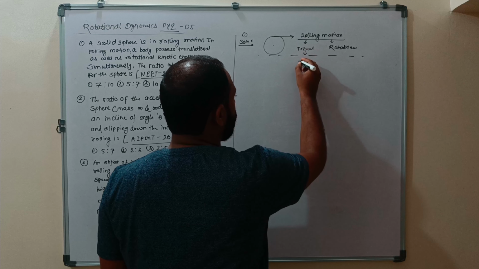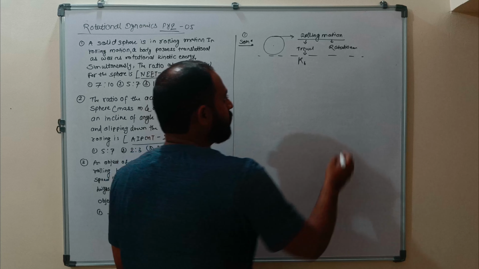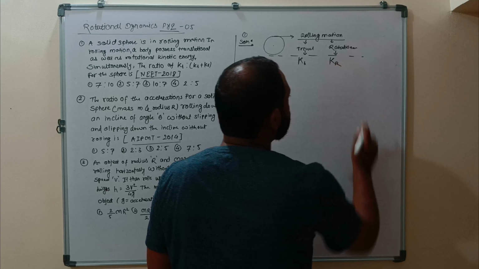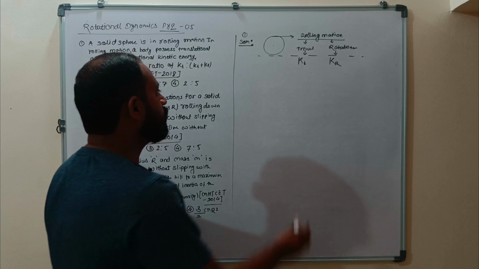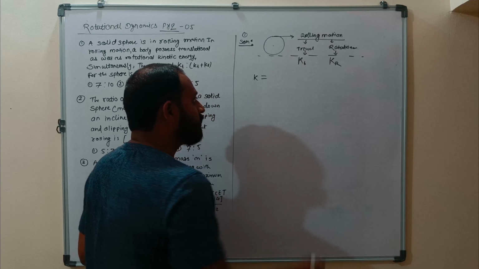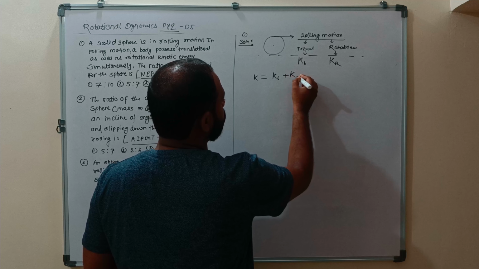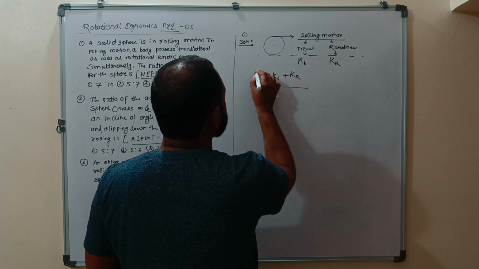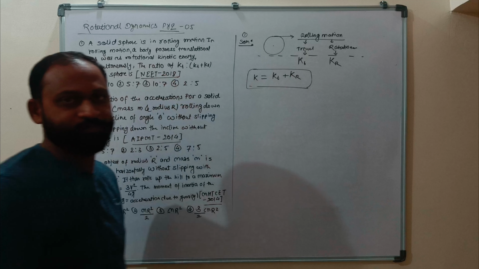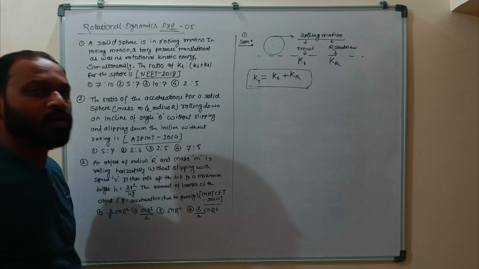From the translational motion, the body has kinetic energy with respect to translation, and from the rotational motion, the body has rotational kinetic energy. Therefore, the total kinetic energy in case of rolling motion becomes kinetic energy for translational plus kinetic energy for rotational motion. This is the total kinetic energy in case of a rolling motion.